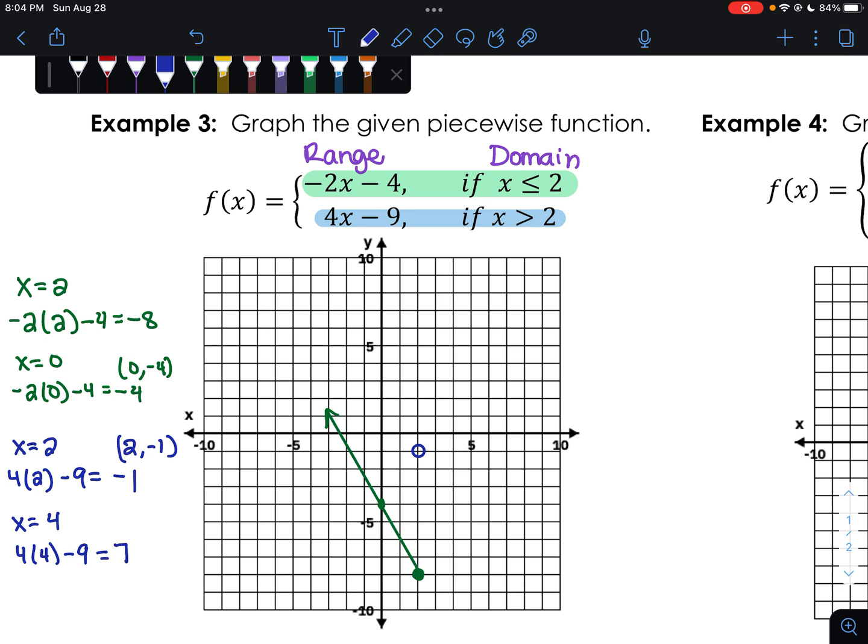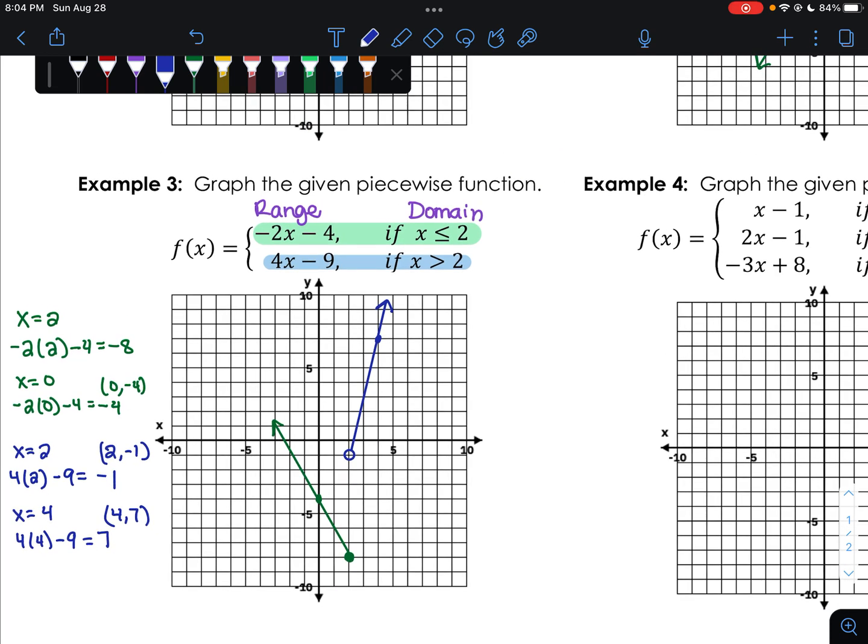So I have the point 4, 7. So 4, 7 is about right there. We connect the two dots. And your piecewise function would look something like that. So hopefully you got that. If you picked x equals 3, that would be 12 minus 9, which is 3, so you'd get the point 3, 3. And if you look, our graph does go through that point right there.